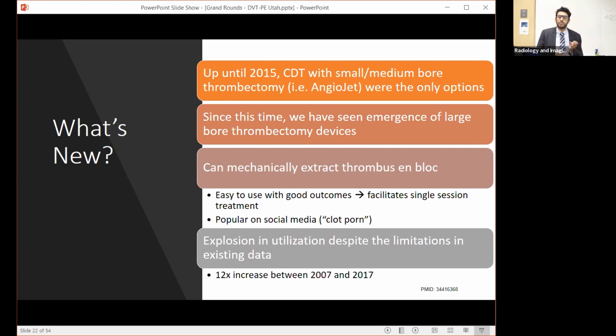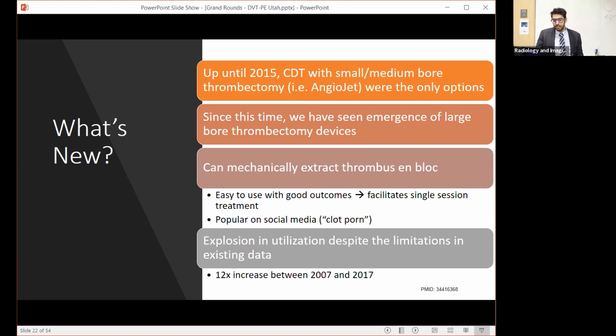And it's super popular on social media because there's this concept of clot porn. Everybody really likes posting these pictures and showing them. And I'm just as guilty, so I'm allowed to say that. Of this is like, hey, look at me, look how awesome I am. And so because of that, you've seen this explosion in utilization. And again, keep in mind, this is with all the data that I've just mentioned to you. We've seen an explosion in utilization of these procedures despite those limitations.